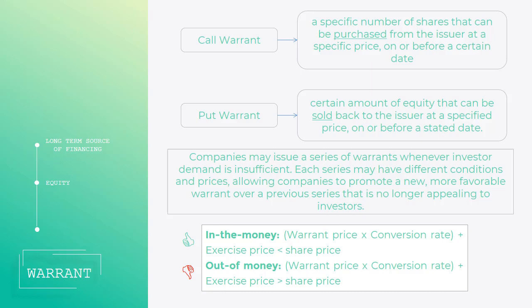Warrants are attractive when the warrant is in the money. Warrants are in the money when the warrant price times the conversion rate plus the exercise price is lower than the underlying share price. However, warrants are less attractive when out of the money, when the price times the conversion rate plus the exercise price is higher than the underlying share price.